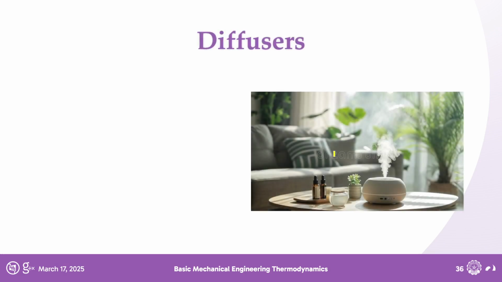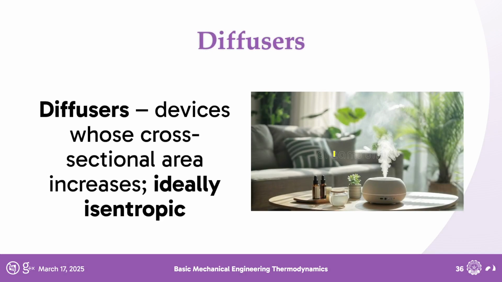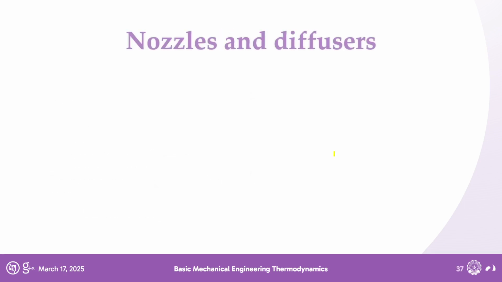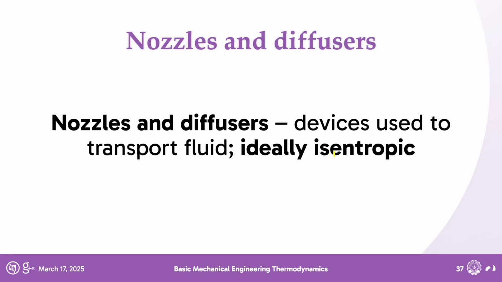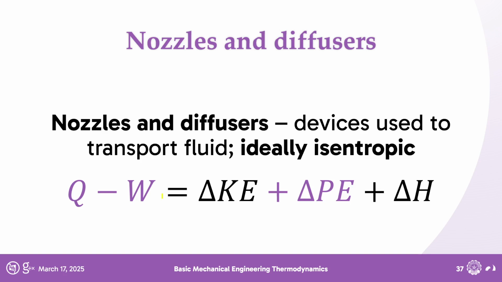On the other hand, diffusers are just reverse nozzles. By this I mean they are devices whose cross-sectional area increases. But still, they're ideally isentropic because the fluid traveling through these things is very quick. So if you do decide to heat or cool them down, it will not have any useful effect on the fluid. Okay? And so for both of these things, they are ideally isentropic. And so as you can see, tanggal na yung ating heat.